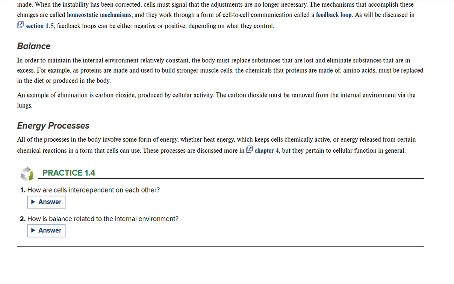Answer. For the internal environment to be maintained constant, input must be balanced by output. Substances or conditions that are in excess, such as extra heat production, must be matched by increased elimination, such as increased heat loss. Shortages must be matched by increased intake or production.